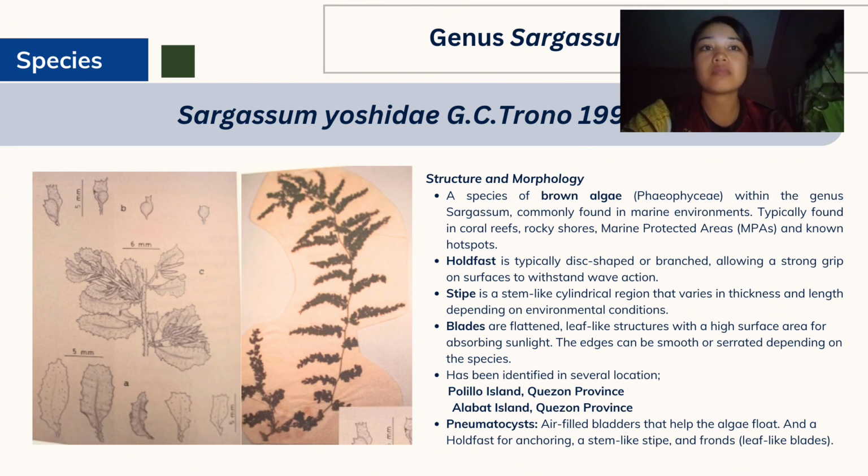And this type is a stem-like cylindrical region that varies in thickness and length depending on the environmental conditions. And the blades are flattened, leaf-like structures with a high surface area for absorbing the light. And the edges of the blades can be smooth or serrated depending on the species. And it has been identified in several locations, just like in Polillo Island, in Quezon province, and the Alabat Island. And also these species have nematocysts that helps the algae float.